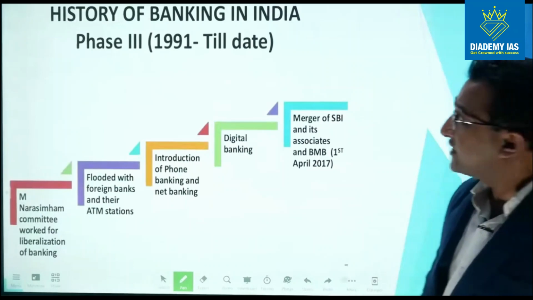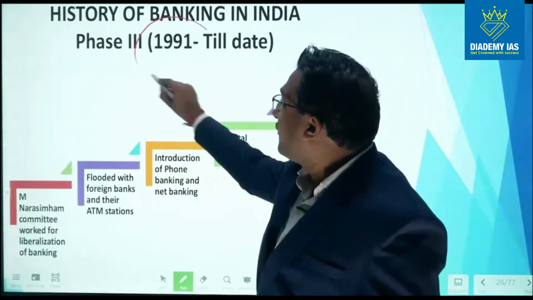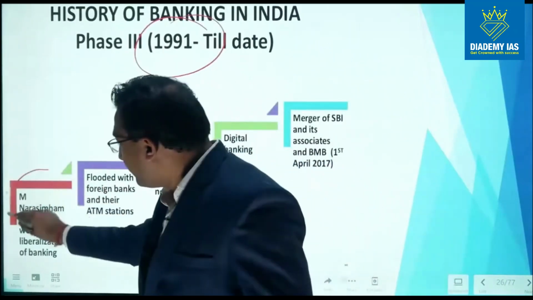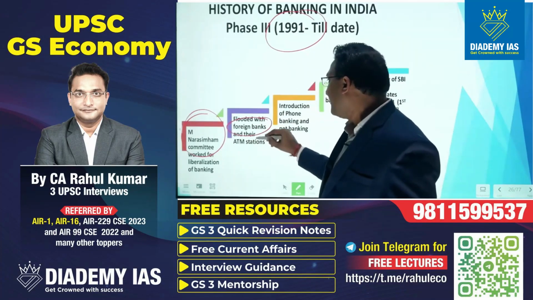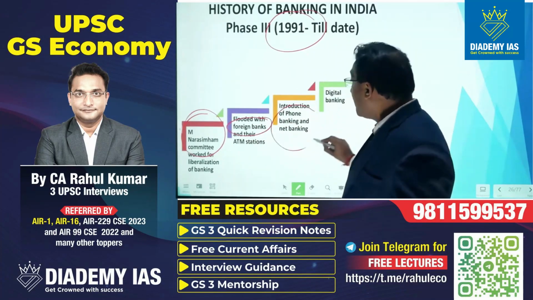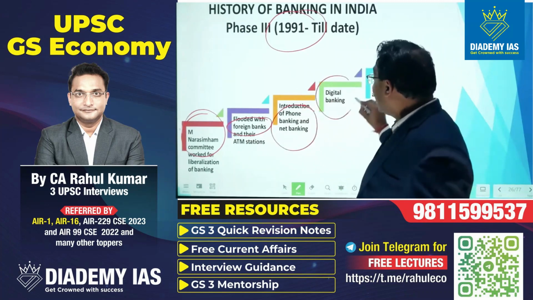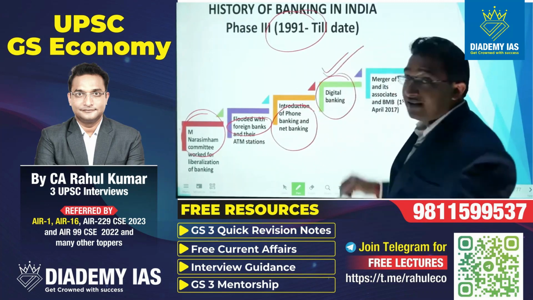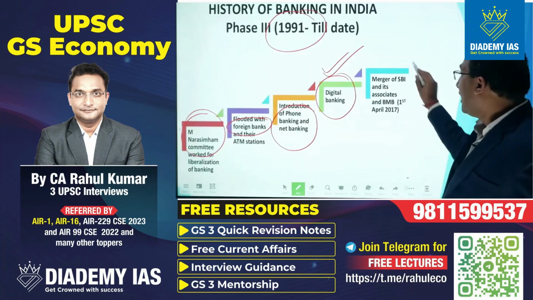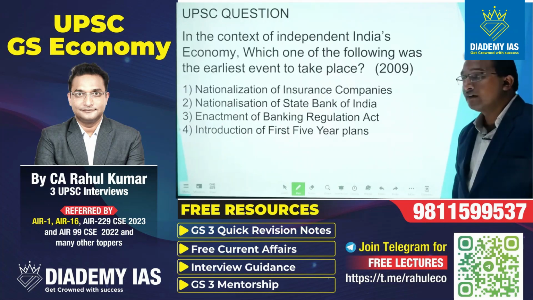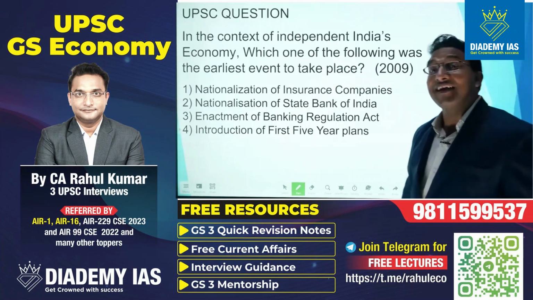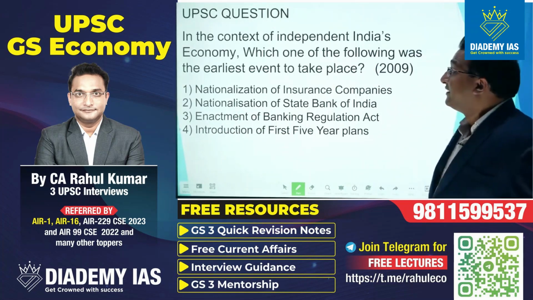So overall we can see that after the 1991 M. Narasimhan Committee report, foreign banks came, private banks came, phone banking and net banking also came, and digital banking also came. We will have a separate session on digital banking, and now the merger of banks is happening. Now a question from the UPSC, a very interesting and very easy question.